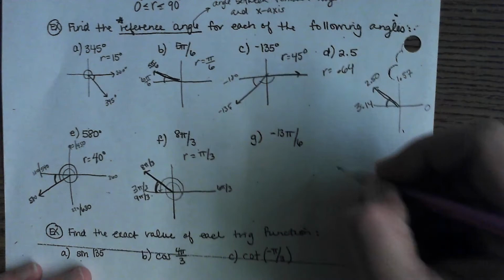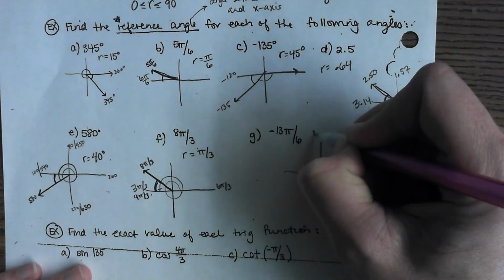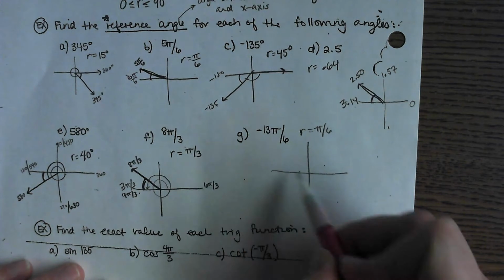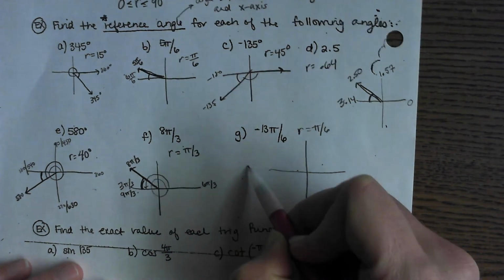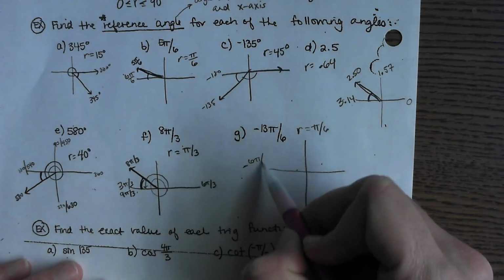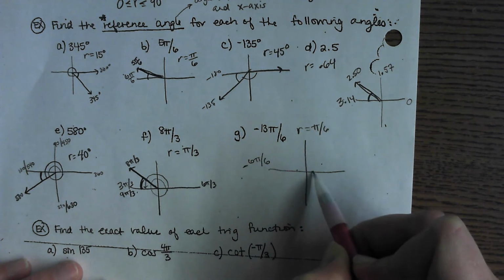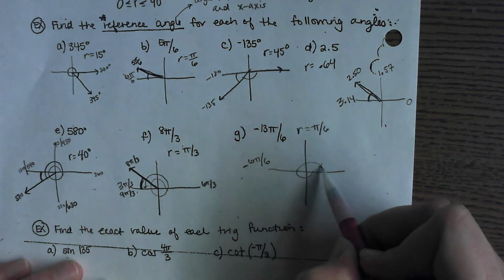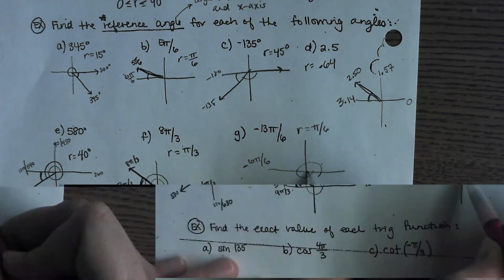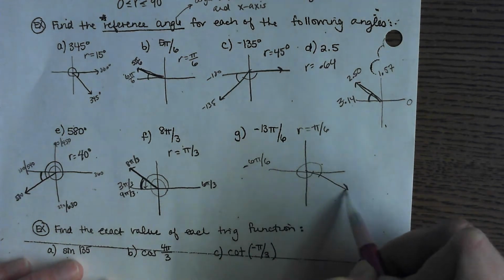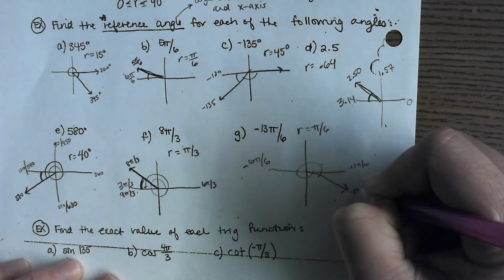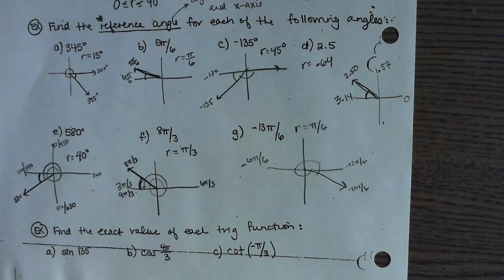And lastly, negative 13 pi over 6. The reference I already know is pi over 6. The quadrant, I'm going to go around negative. So rather than labeling this 6 pi over 6, I'm going to label it negative 6 pi over 6. So negative 6 pi over 6 is a half circle. Another circle is negative 12 pi over 6. So negative 13 pi over 6 will be one tick past that, which will put us in the fourth quadrant with a reference angle of pi over 6.